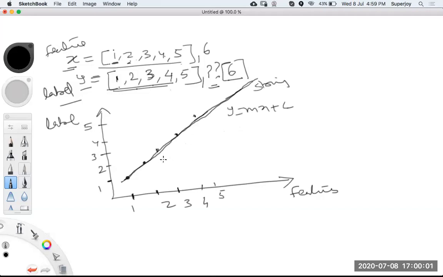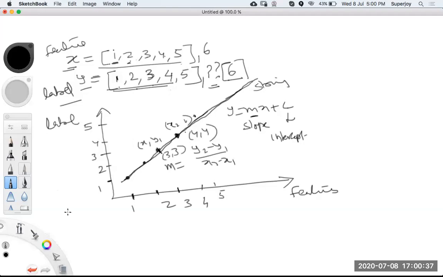Can you identify what the slope would be? m is the slope here, guys, and c is called the intercept. How can you identify the value of m? m is equal to (y2 minus y1) divided by (x2 minus x1). Let's say this is your x1 and y1, and this is your x2 and y2. So what are these coordinates? These are 3, 3, and these coordinates are 4, 4. So (4 minus 3) divided by (4 minus 3), and that's why the slope is 1. That means m is equal to 1.